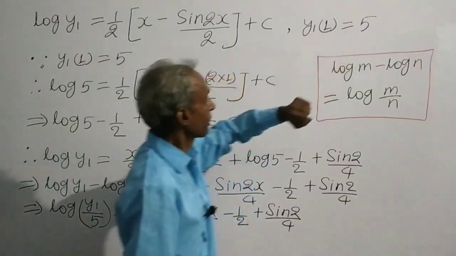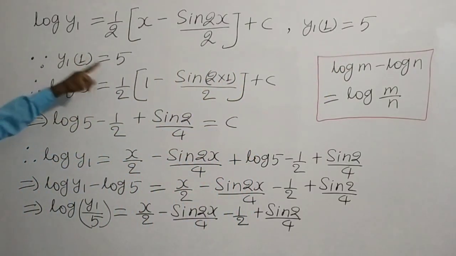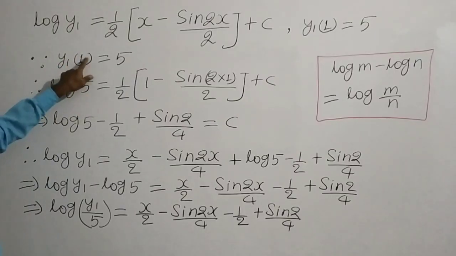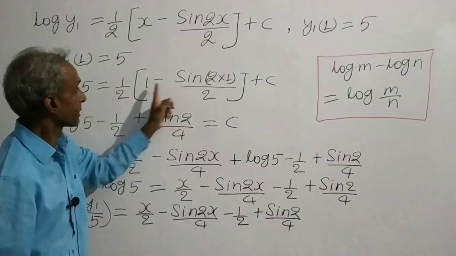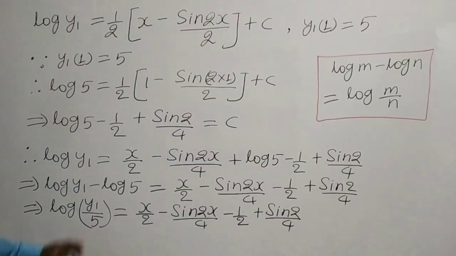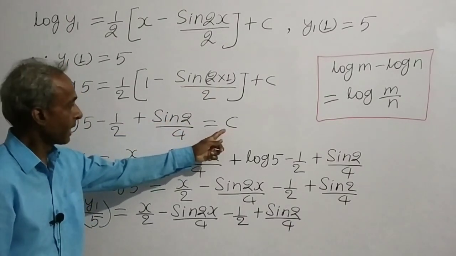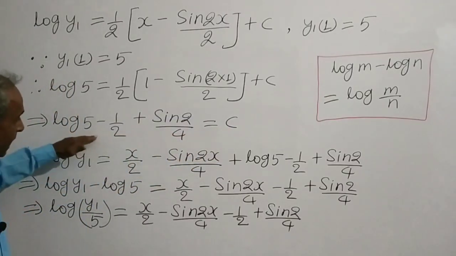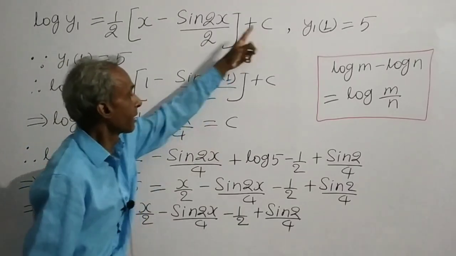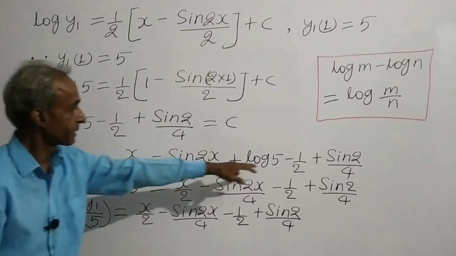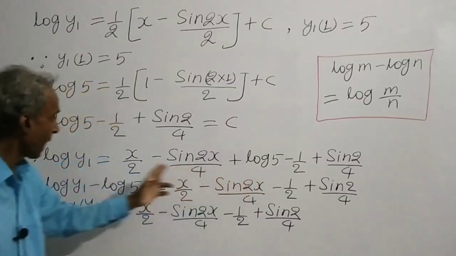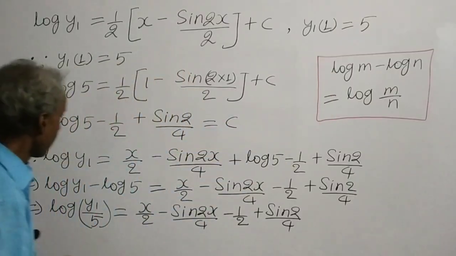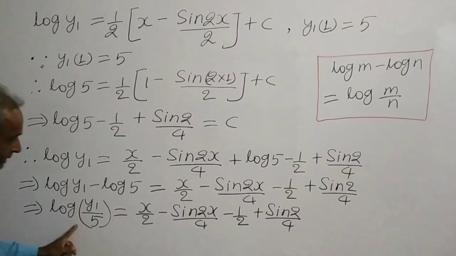This is given in the question. Therefore, we put 5 in place of y1 and 1 in place of x. Then we get value of c is equal to this. Put this value of c here. We get this. Shift this log 5 on the left hand side and apply this formula to write this.